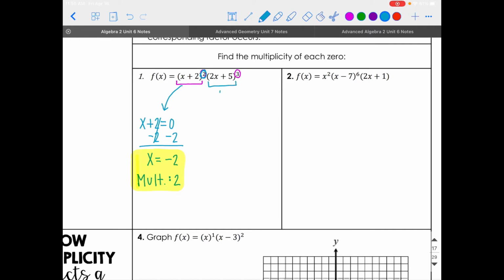Now the other one, this factor, 2x plus 5 equals 0.